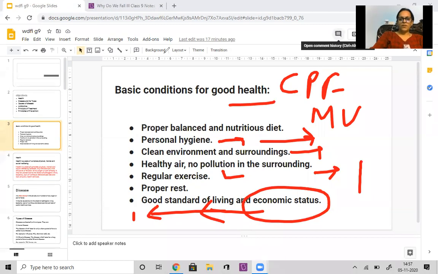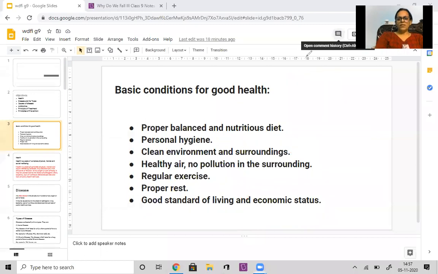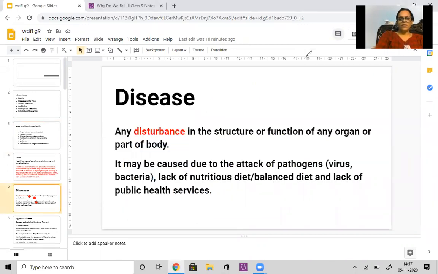Let's move to the next, disease. When are we said to be healthy, right? When we are disease free. So what is disease actually? What is disease, right? Disease is derived from two words. What are these two words? Dis and ease. It is made from dis and ease.